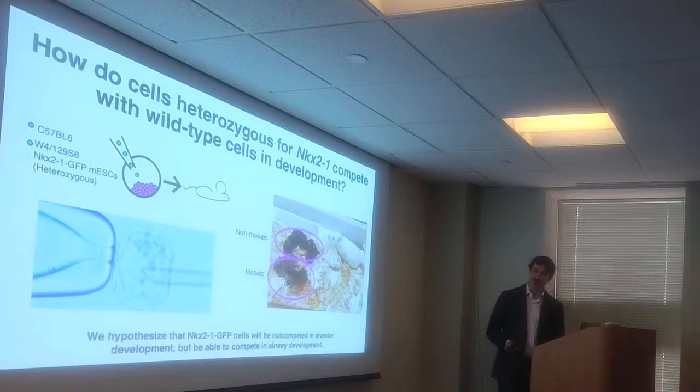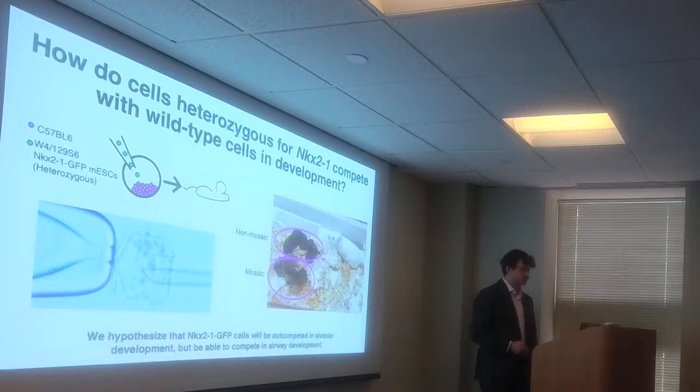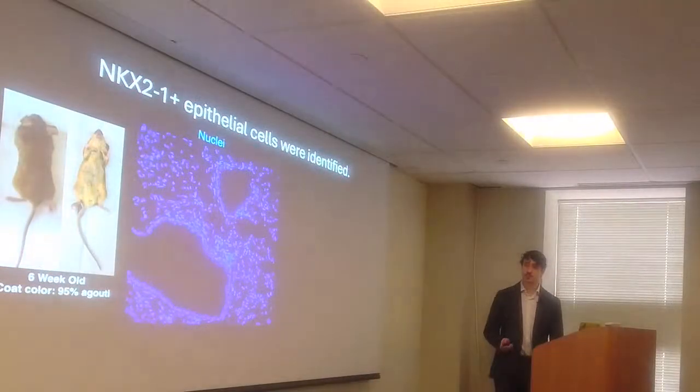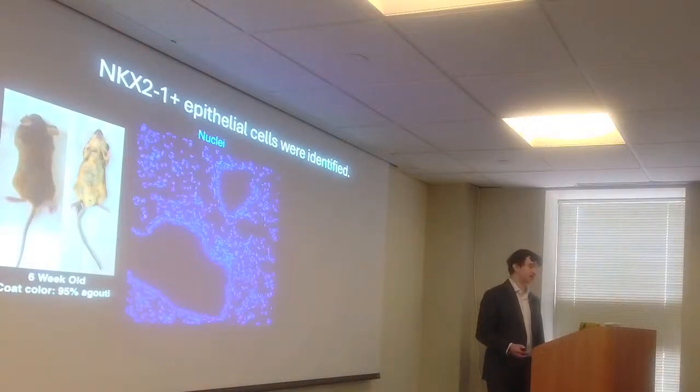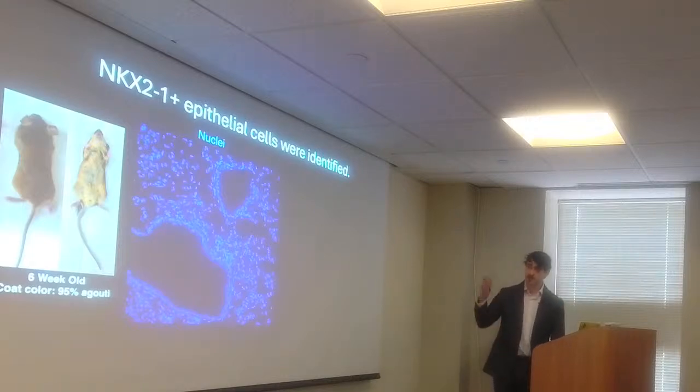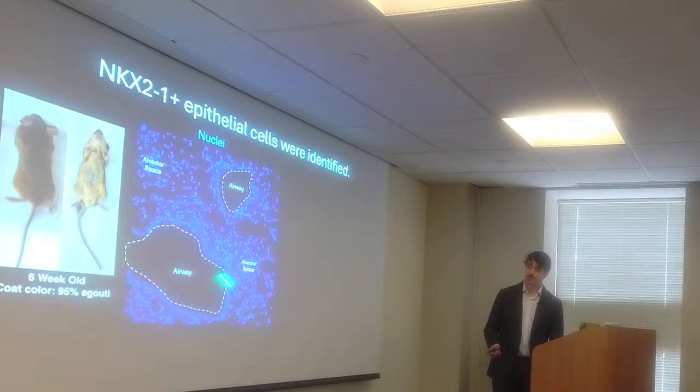And really, we hypothesized that these NKX2-1 GFP cells that are heterozygous will be outcompeted in alveolar development, but they will be able to compete in airway development. So this is just one representative mouse here. Its coat is 95% brown, indicating a strong contribution by donor cells. This is just a cross-section of the lung.